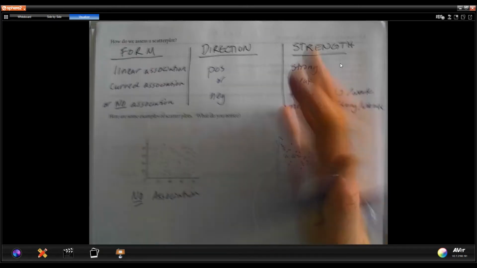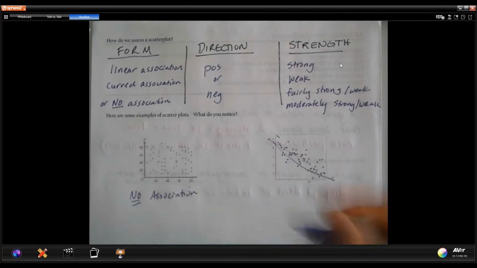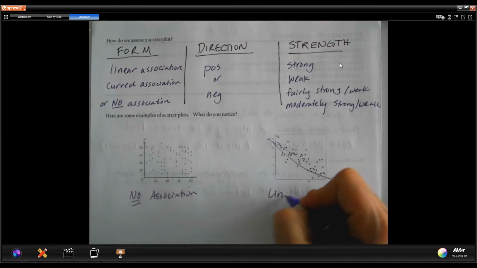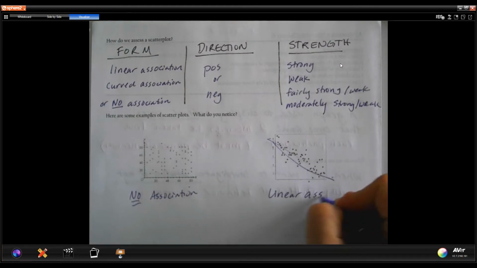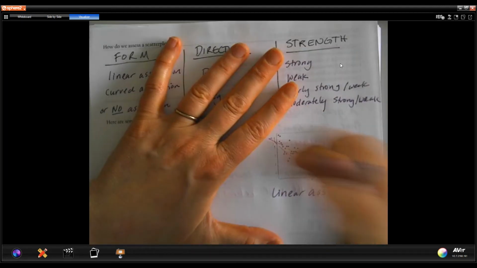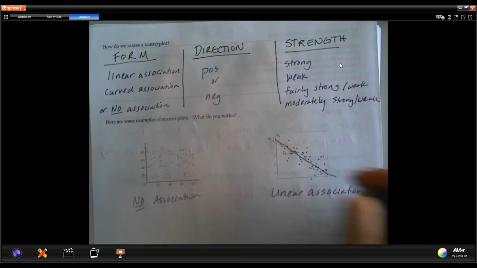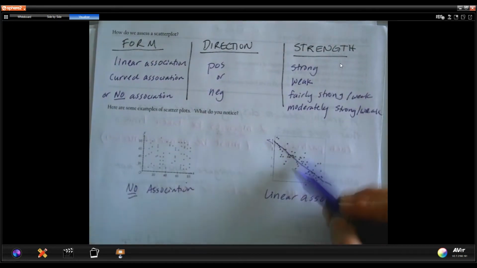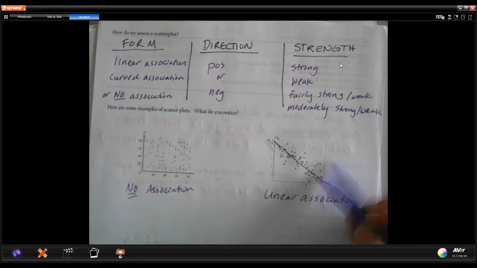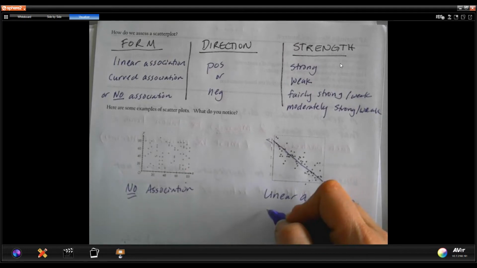This next one, you can see it's going downhill. I would say this is a linear association. Even though my line looks a little bit curved, I would go ahead and say this is linear. You can see the dots are scattered a little bit far away from my line. So I would say it is fairly strong.